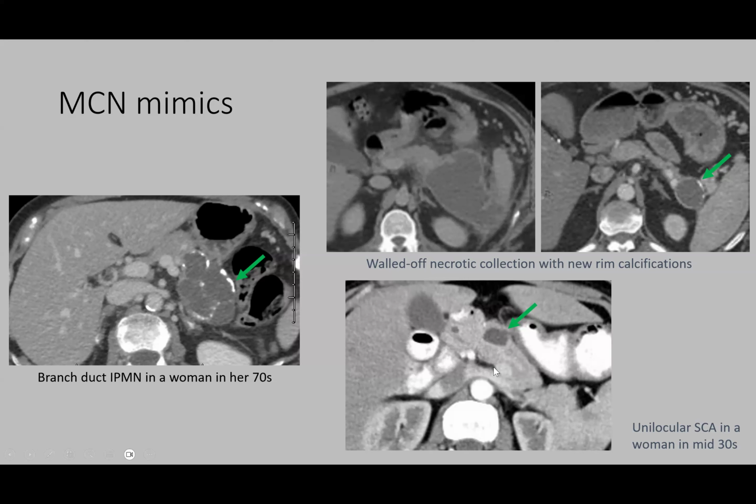This is another patient who was in her mid-30s and had this solitary cystic lesion. The imaging appearance is just like a unilocular MCN. But on FNA, she was found to have a VHL mutation in her cyst fluid analysis, which is something that points towards a serous cystadenoma. Hence, this patient did not get operated. At the last follow-up, it was stable and she's doing well.